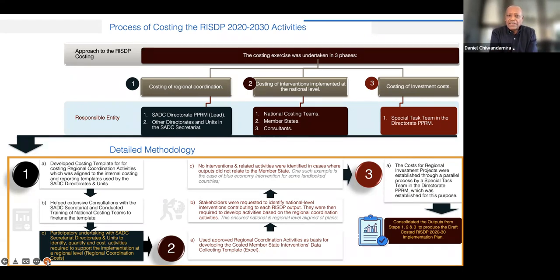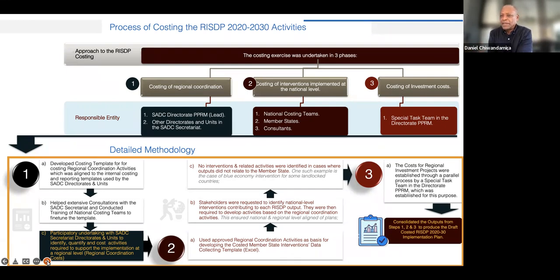First, there was the element of costing the regional coordination activities, which was driven to a large extent by the SADC Directorate, PPRM, who were in the lead, and other directorates and units in the SADC Secretariat were involved in this exercise. Then the other element was the costing of interventions that are being implemented at a national level. So those interventions being implemented at a national level were being informed by what was being implemented at the regional level, or what is going to be implemented at the regional level. And to do this, national costing teams were put in place in the member states, and also there was a team of consultants, which I was involved with, who assisted in coming up with the national coordination costs.